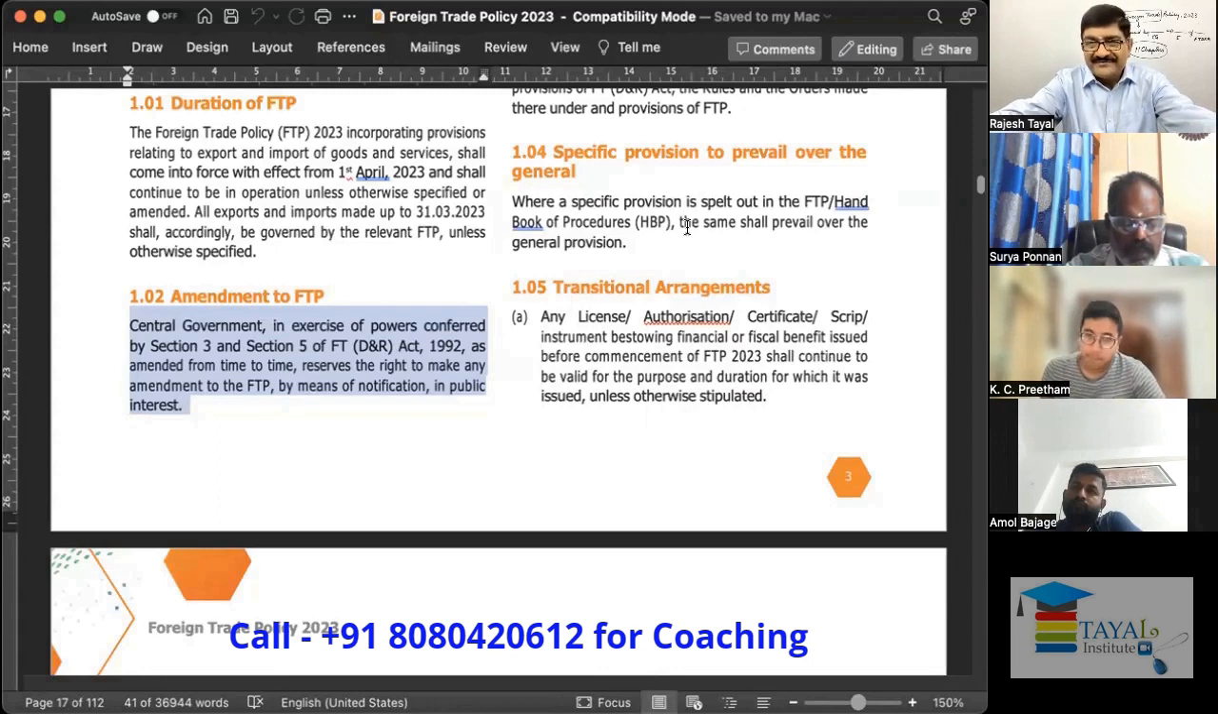CBIC will not do anything. CBIC has no role in the foreign trade policy. CBIC is responsible for implementation of the provisions of the Customs Act. In foreign trade policy, CBIC's role is zero. So only the central government has the exclusive right to amend. Amendment shall be by way of notification in the official gazette. And number three, every amendment has to be in the public interest. Noted?